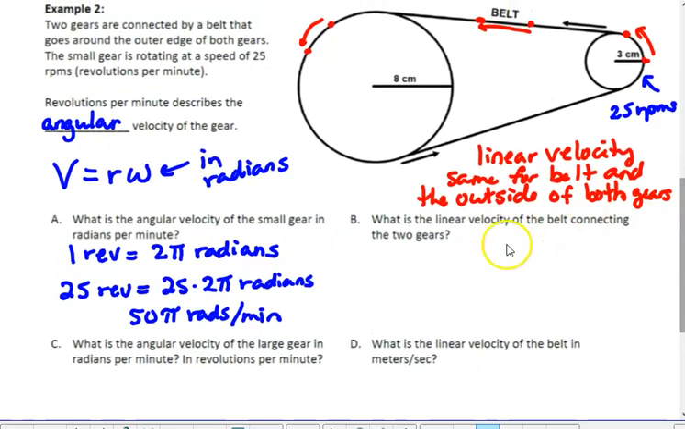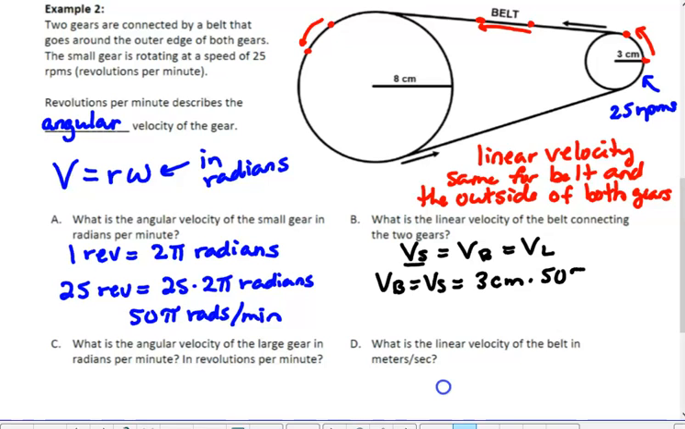So what's the linear velocity of the belt connecting the 2 gears? We know that the velocity of the small gear equals the velocity of the belt, which equals the velocity of the large gear. And I can figure out the velocity of the small gear because I know its radius, and I also know how fast it is traveling in radians per minute. So the velocity of the belt equals the velocity of the small gear, which is its radius, 3 centimeters, times its angular velocity of 50 pi radians per minute.